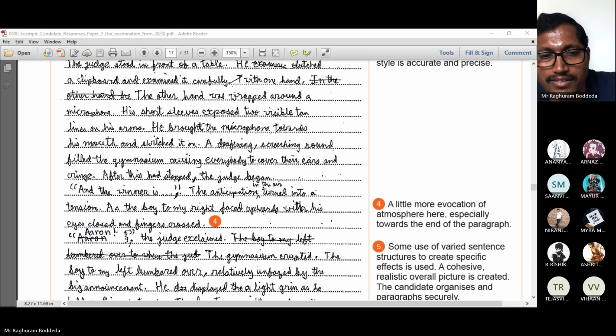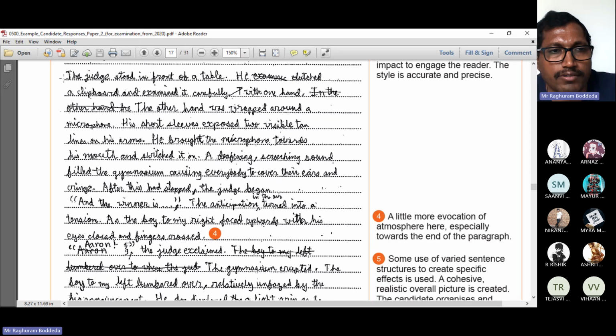Vihan. Vihan. Yes, sir. Could you please read the next paragraph? From where? This is the point you need to start. Can you see the screen now? Yes, sir.